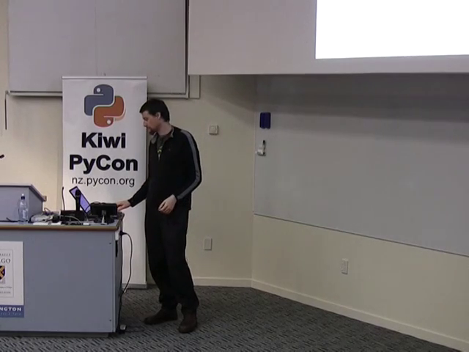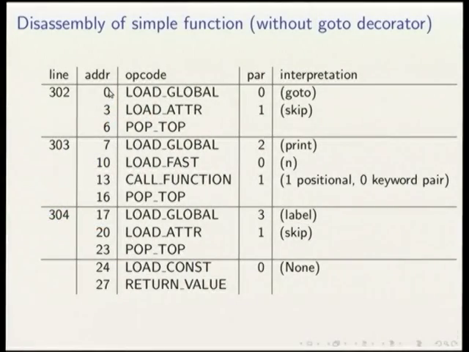And we can have a look at the bytecodes, and we'll do that in a moment. But we'll look at the bytecodes when it's not decorated. So this is if you just had a normal function without the Goto module. And this is what it looks like. At the top, on the left we've got the line numbers, and here we've got the index in the byte string.